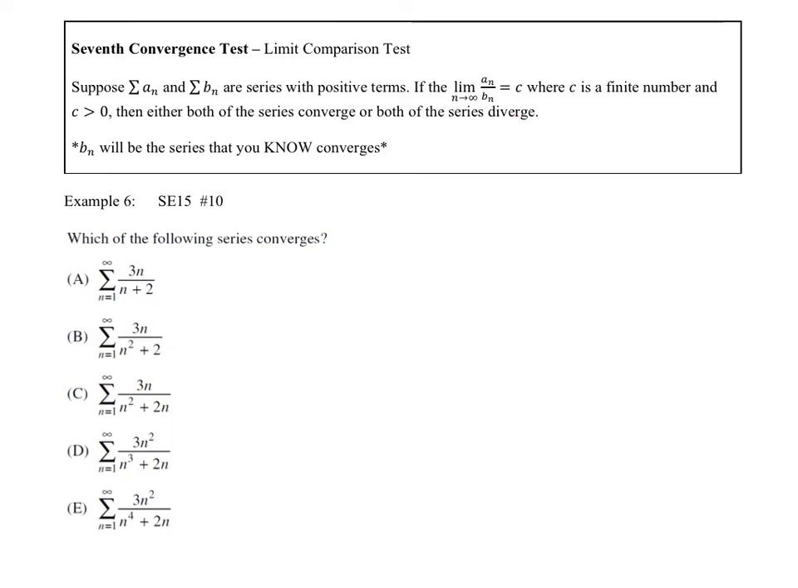Now the key to this entire convergence test is that you understand what B sub n is going to do. So B sub n is the one you're going to select, and B sub n will be in the denominator of the comparison that you're going to take the limit of. Okay, so for example, if B sub n converges, and the value you get is a value larger than 0 that is finite, not infinite but finite, then A sub n will also converge. Or if B sub n diverges, then A sub n will also diverge. So it's a nice test to use.